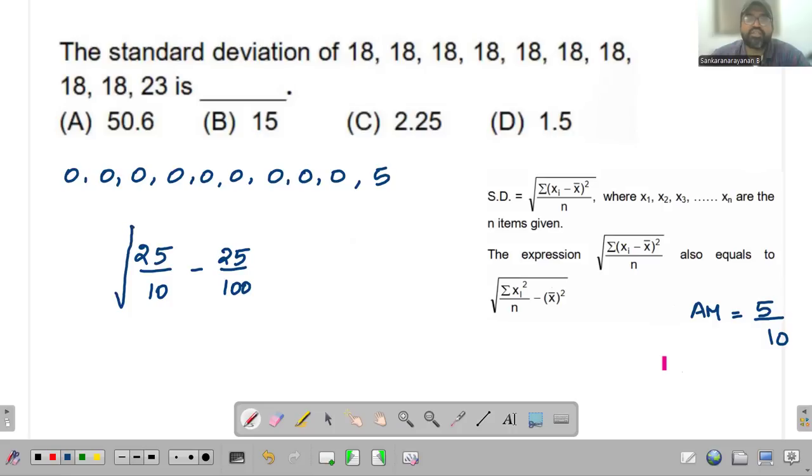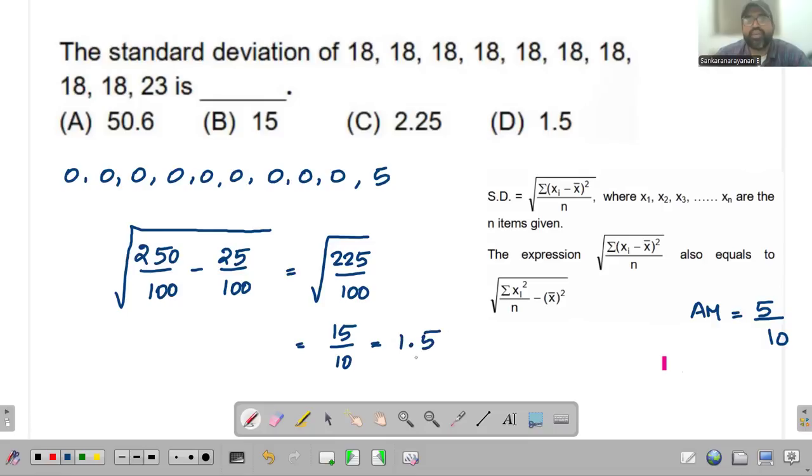I'm going to take the square root of this. So now you know what this will become. 25 by 10 can be written as 250 by 100. So 250 minus 25, that is equal to 225. This will now become square root of 225 divided by 100. Taking the square root, it will come as 15 divided by 10, and that results in 1.5. Look at the answer choices here. We can see option D reads 1.5. That is going to be my answer.